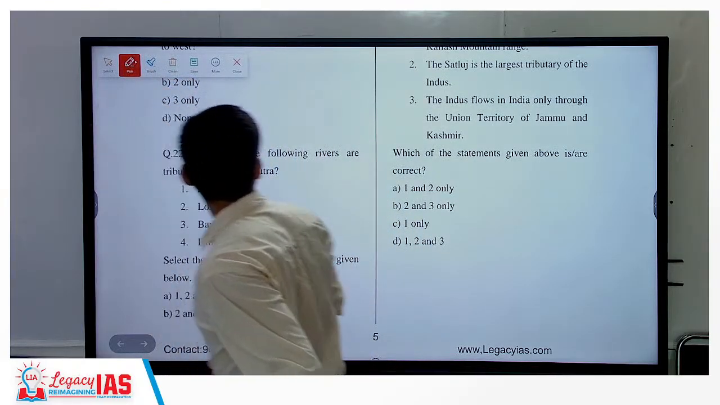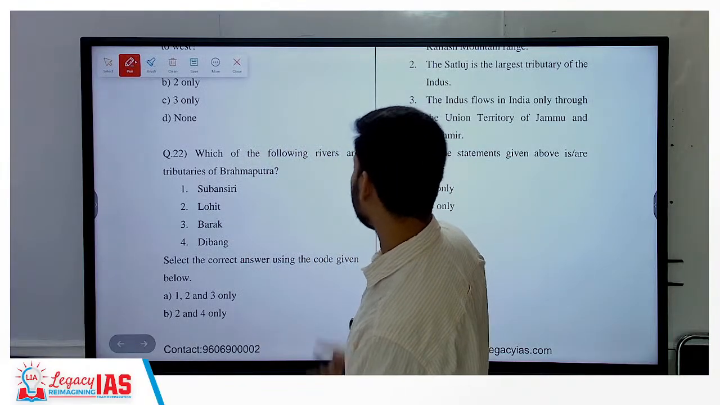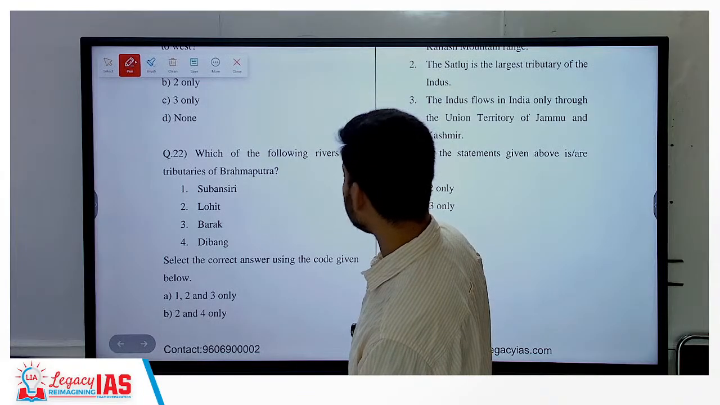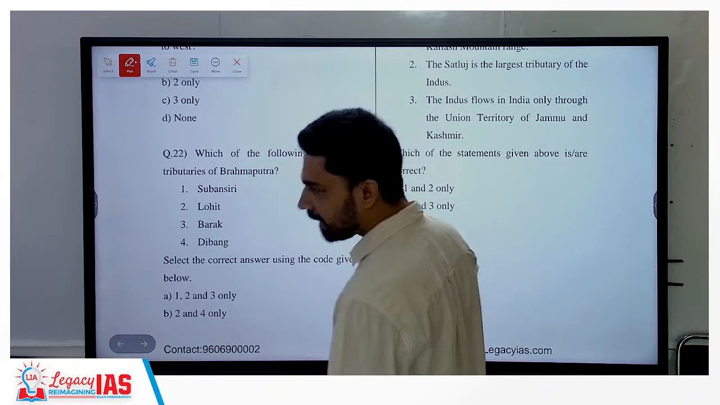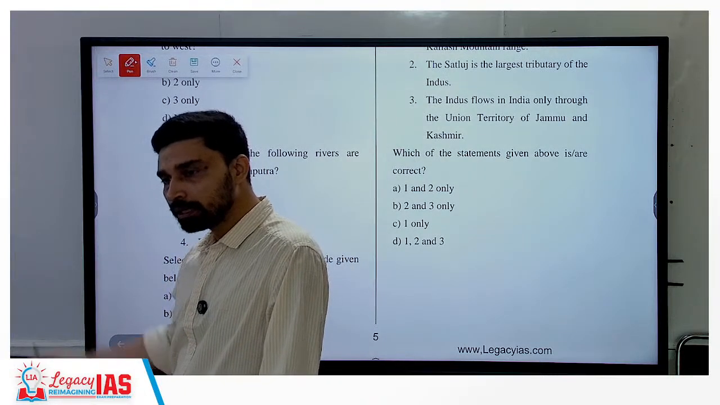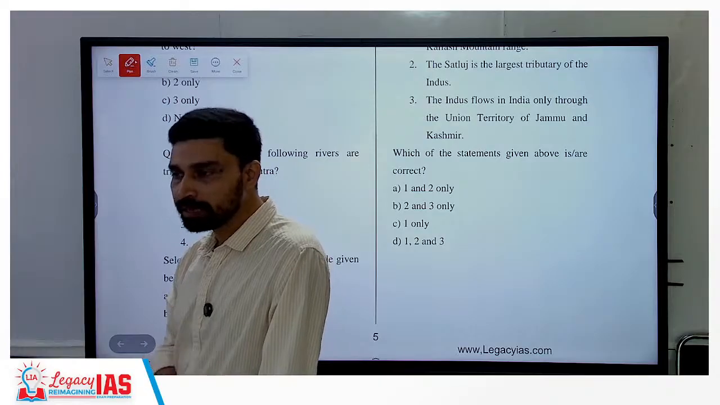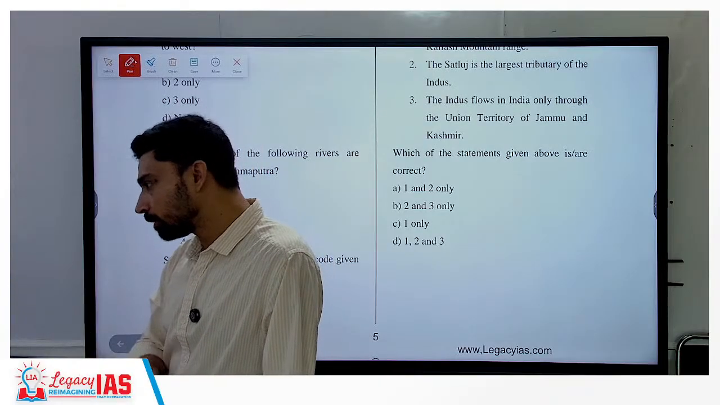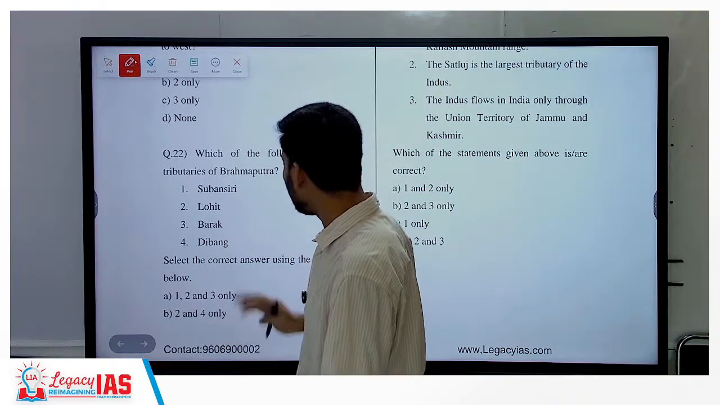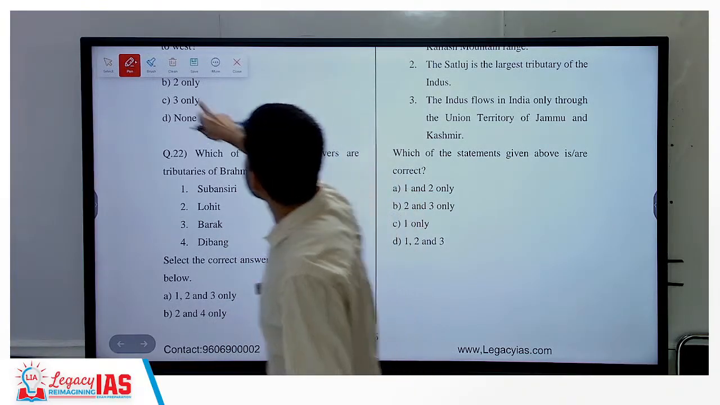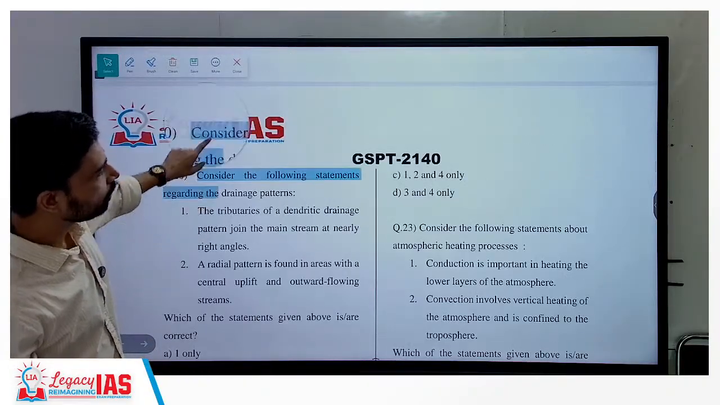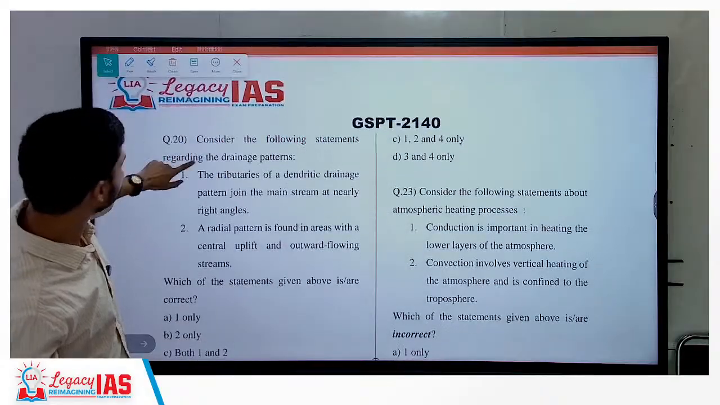Then next is, which of the following rivers are tributaries of Brahmaputra? Simple. Which of these are tributaries of Brahmaputra? Subansiri, Lohit, Dibang. Barak is separate river flowing in the Manipur and Mizoram. Okay, it is going and then flowing through Bangladesh. It joins Meghna river. Meghna then joins which river? Brahmaputra. Jamuna is called as. So Barak is independent. Subansiri, Lohit and Dibang. 1, 2 and 4. So what is the correct option? C. 1, 2 and 4. So for that 22, C is the right option.